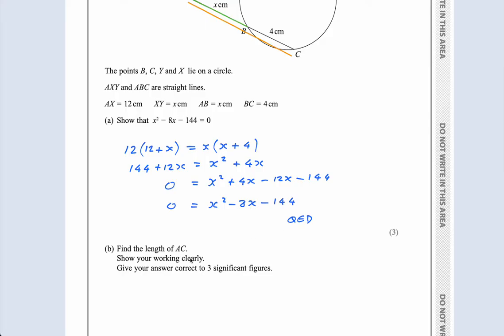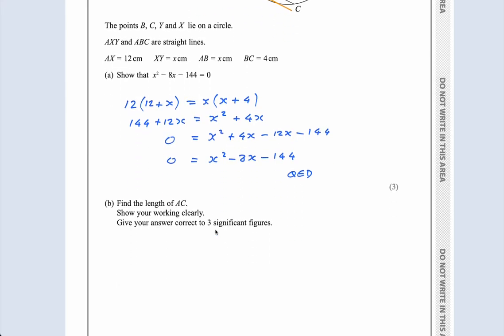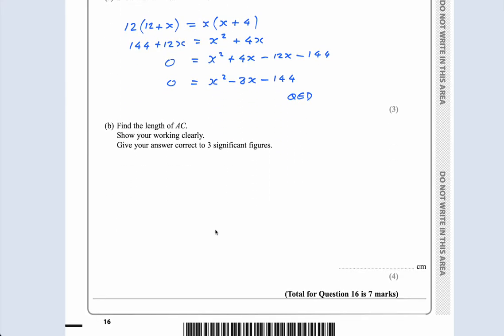Okay, part B. Find the length of AC. Show your working clearly. Give your answer correct to 3 significant figures. Right, guys, we have a quadratic, and the length of AC we know is 4 plus x, so we need to find x. We need to solve this equation to find x. x squared minus 8x minus 144. Now when they say give your answer correct to 3 significant figures and show your working clearly, you can't just use your calculator, although your calculator can give you the answer straight away. You have to use the formula, because this is not going to factorize.